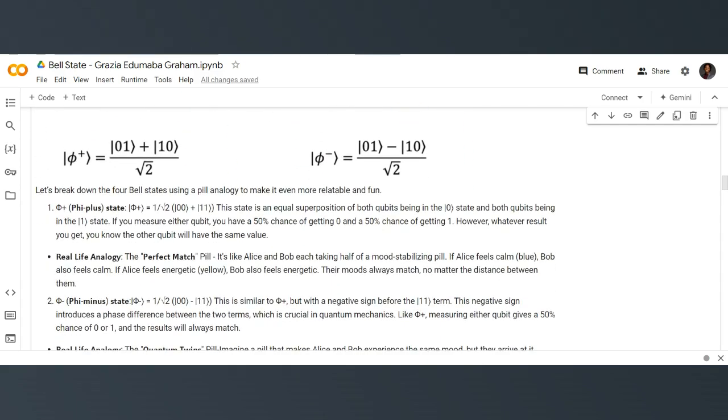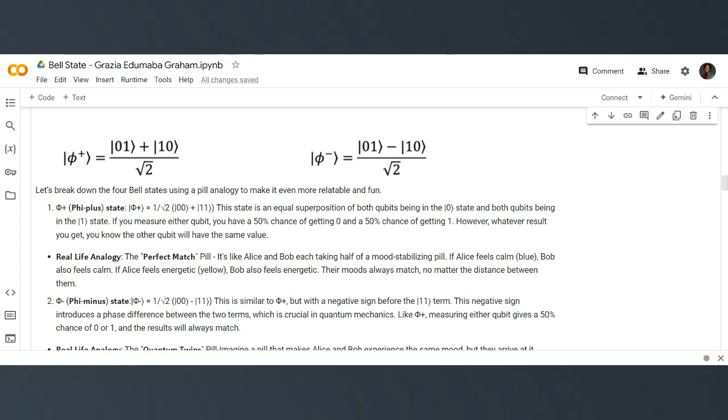So let's look at the phi plus. This is an equal superposition of both qubits being in the 0 state and both qubits being in the 1 state. If you measure either qubit, you have a 50% chance of getting a 0 and a 50% chance of getting a 1. However, whatever result you get, you know that the other qubit will have the same result.